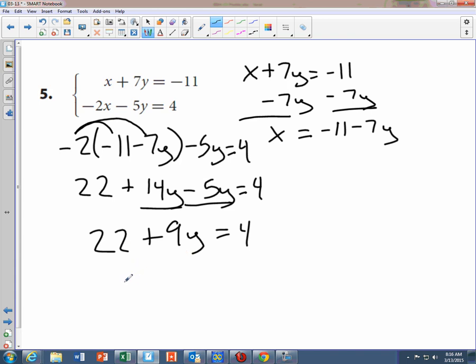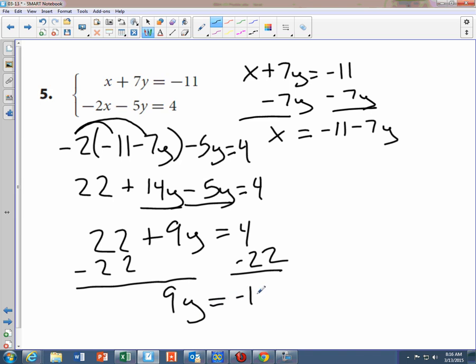Hernan, what do I do now? Okay, I got to get y by itself, right? Am I going to get rid of the 9 or the 22? I get rid of the 22. How do I get rid of that 22? From both sides, right? Subtract 22 on both sides. Left with 9y equals negative 18. We're almost there, guys. Now what do I do? Divide by 9. I get y equals negative 2.